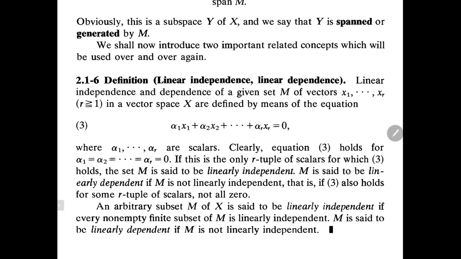Of course, if you put alpha 1, alpha 2, alpha r equal to 0, the equation is satisfied. So if these are the only values, alpha 1 equal to 0, alpha 2 equal to 0, alpha r equal to 0, for which this equation is satisfied, then we say that x1, x2, xr are linearly independent vectors, or the subset M consisting of these vectors is a linearly independent subset.